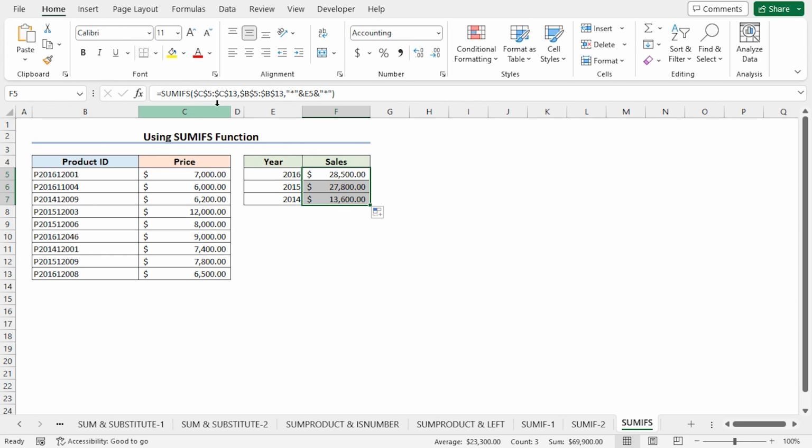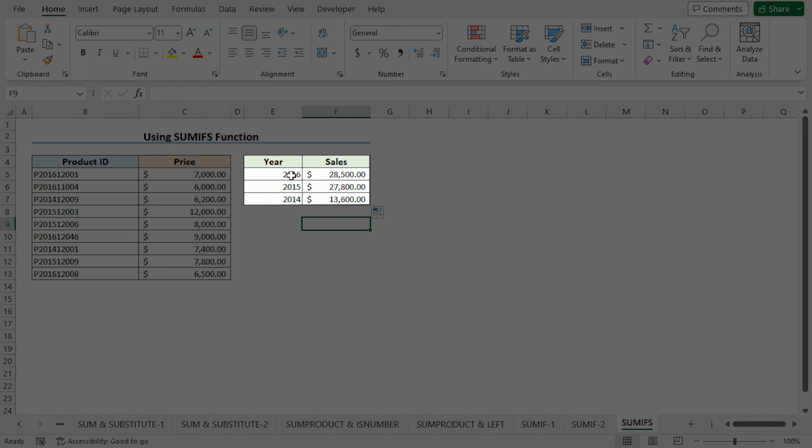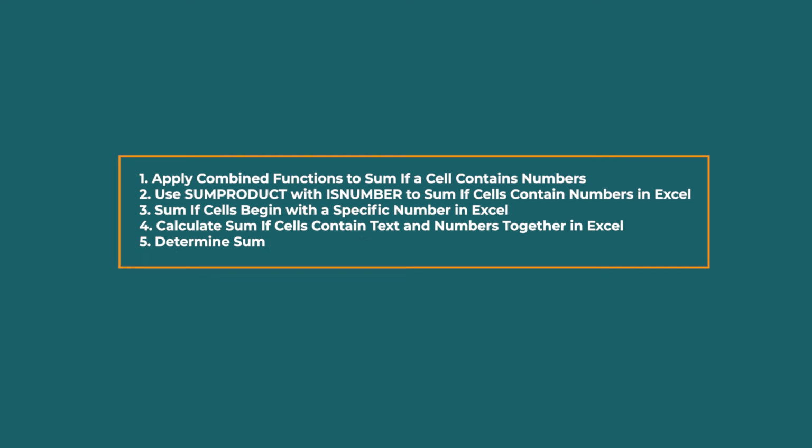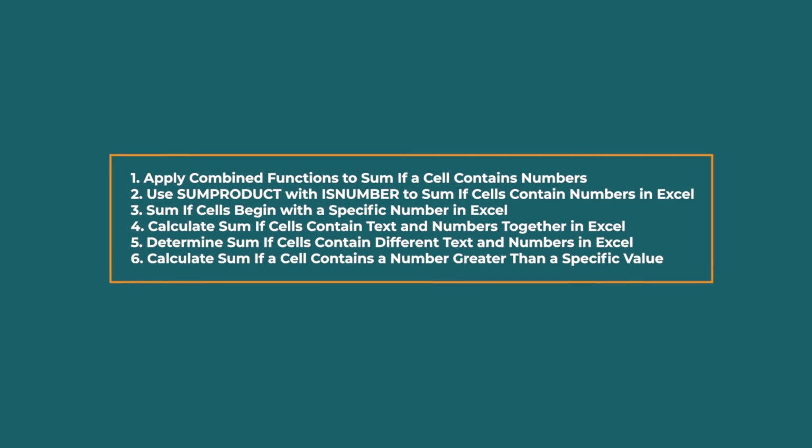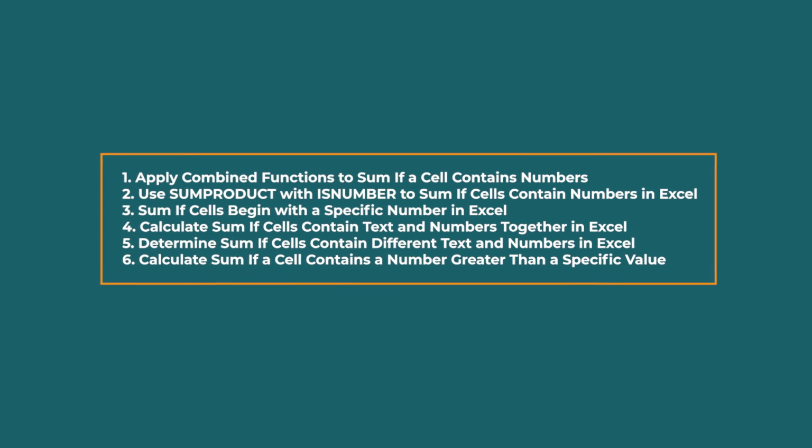Here, the SUMIFS function calculates the sum of the values in the C5 to C13 range by matching the criteria in the E5 cell based on the values from the B5 to B13 range. Once again, the asterisk symbol is a wildcard character that looks for the year values regardless of the text before or after the year value. Finally, we get the sales based on each of the year values. In this demonstration, I have shown you 6 useful examples of how to sum if cell contains number.